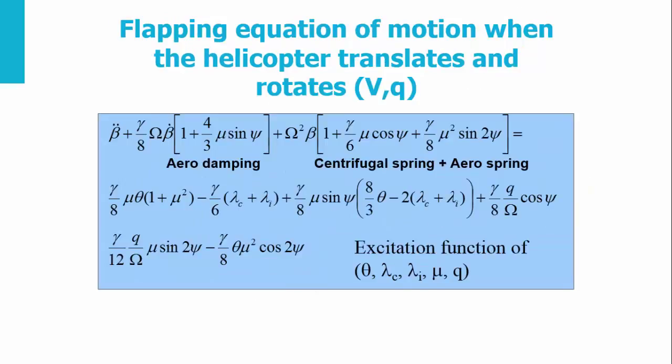Now, substituting this aerodynamic moment into the flapping equation of the blade leads you to this final equation. The flapping motion is a second order differential equation where the aerodynamic damping is introduced, as you see in the case of hovering flight, but now there is also a component due to the advancing velocity.